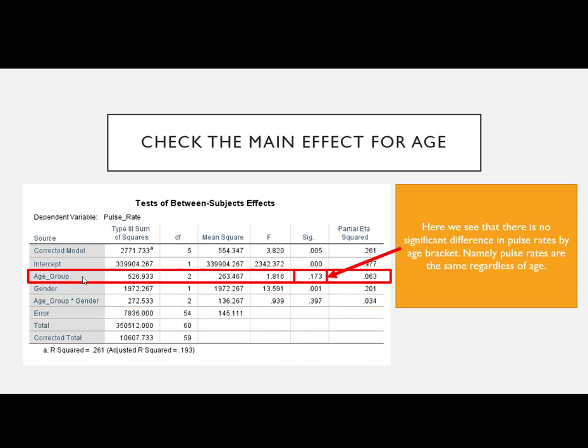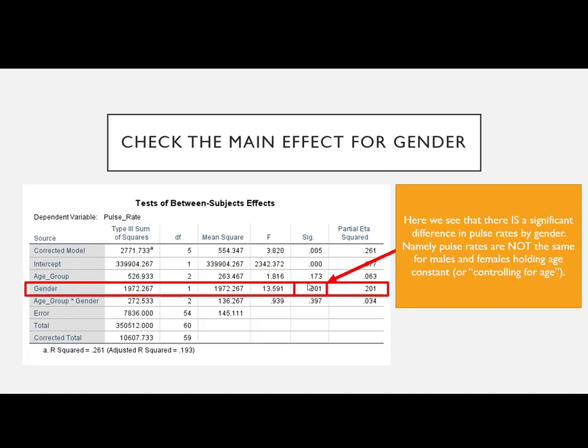So the next thing we do is we look at age group, and we see, no, there is no difference in age group. There is no significant difference in pulse rates by age bracket. Namely, pulse rates are the same regardless of age. And then we look at gender and we say, oh yes, what we saw in the descriptive statistics is actually significantly different. So we can say that there is a difference in pulse rates by gender, namely that pulse rates are not the same for males and females, holding age constant, or what we say controlling for age. So if we don't consider age, we hold that constant, gender is different.